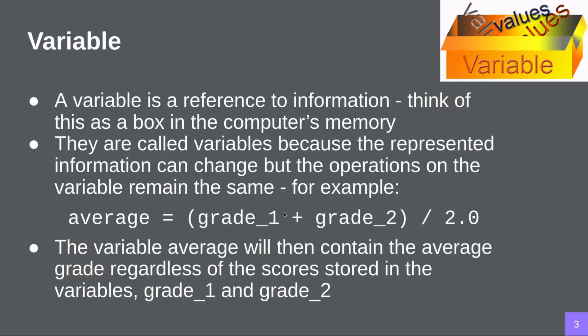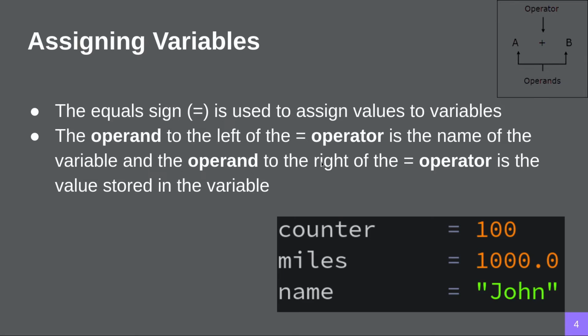So those are variables, and here's a little calculation I've made. Average equals grade 1 plus grade 2 divided by 2. So if you had 2 grades, we could store them in the computer's memory, and then we could make a new variable called average that was the total of those 2 grades divided by 2. So assigning variables, we do this with the equal sign, and the equal sign is called the assignment operator. And the things that we assign are called operands.